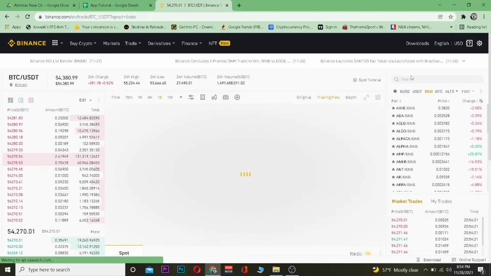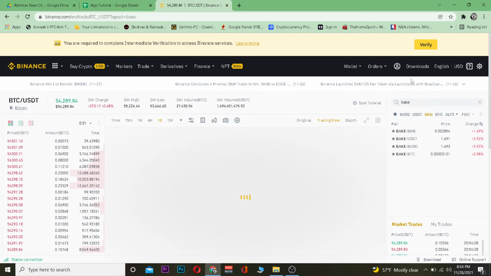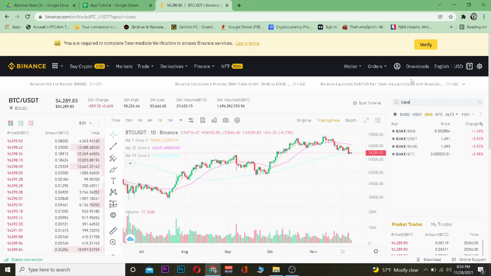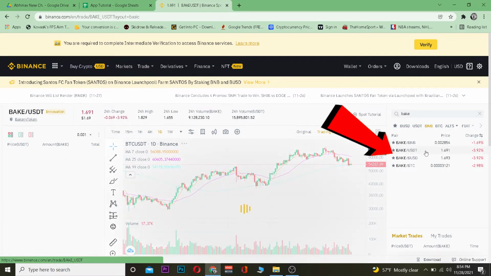All right. Once you're over here, you want to search for BAKE. Now remember, bakery token is also known as BAKE. All right. Or the short form of bakery token is BAKE. So after you search for BAKE over here, make sure to choose whichever thing you want to use to buy BAKE. I want to use USDT, so I'm going to click on BAKE/USDT.